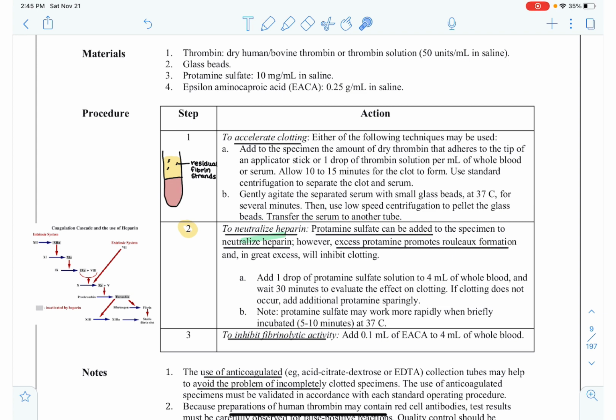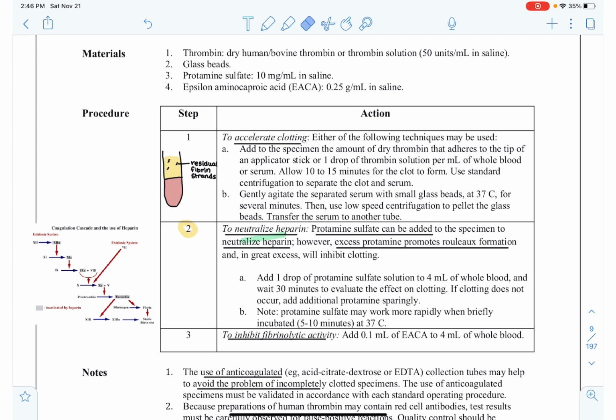This substance inhibits fibrinolytic activity, like I just said, and recall that fibrinolysis is the breakdown of a fibrin clot. In this scenario, factors in the patient's sample are accelerating the breakdown of the clot. This substance is added, the EACA, and the clot formation can continue as normal, so we can then separate the clot from the serum and perform our testing.